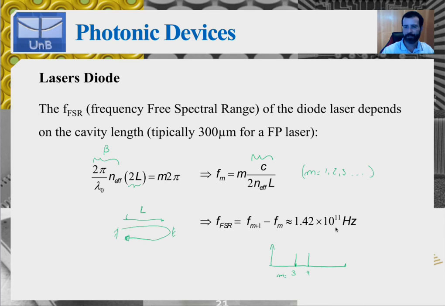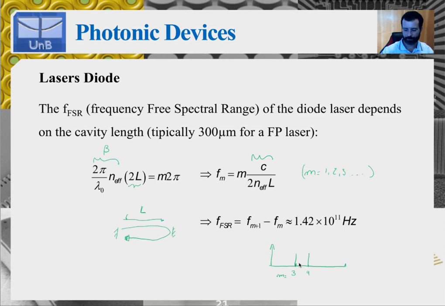142 gigahertz, right? This is the FSR for a typical Fabry-Perot cavity. And for an FSR of this magnitude, so hundreds of gigahertz, the wavelength FSR is going to be 1 or 2 nanometers. And theoretically, we would like this to be much larger, in such a way that inside the gain region, which can span tens or hundreds of nanometers, we would have only one resonant frequency.